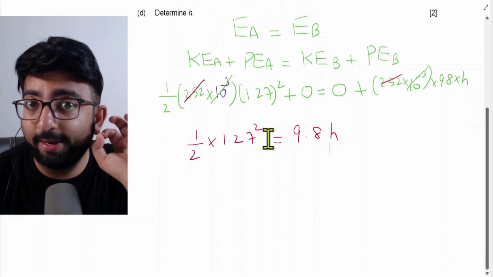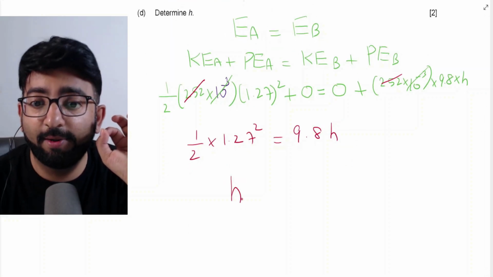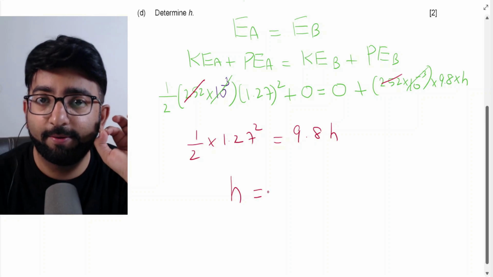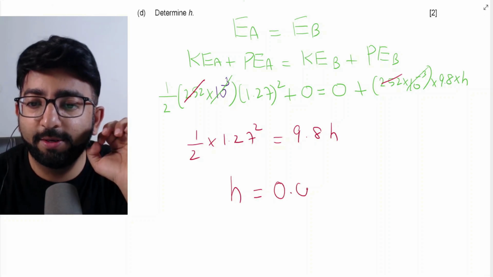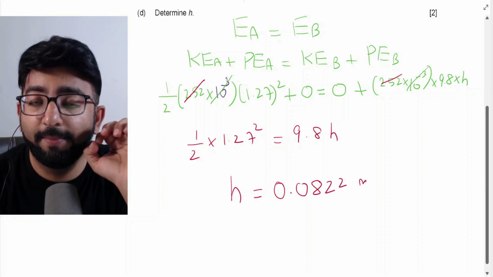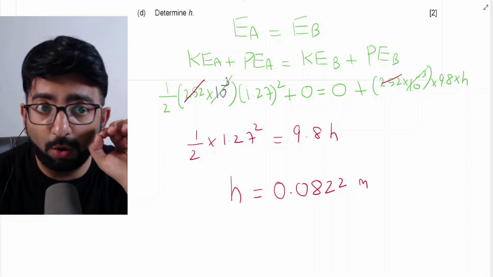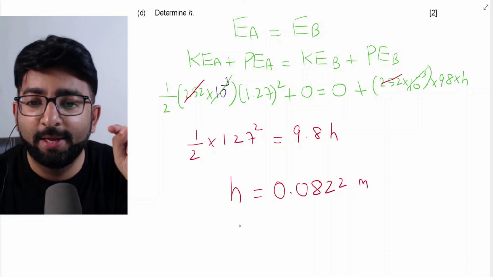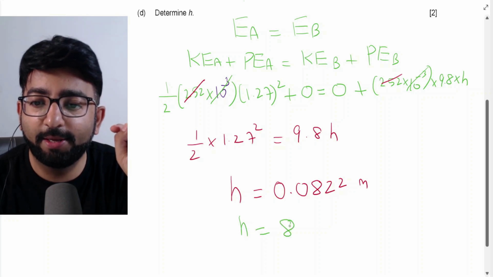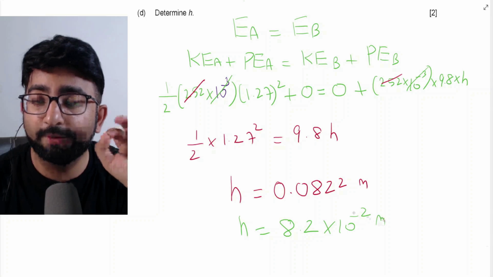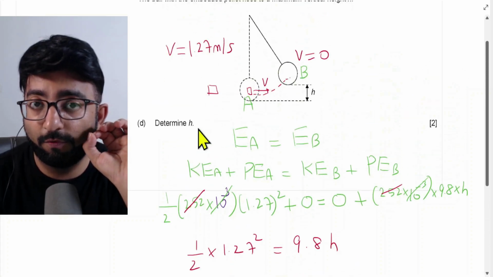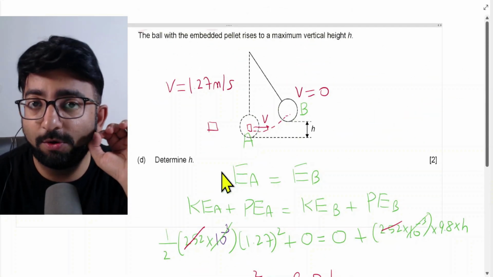And now if we try to make h the subject and figure out the value of h, we will get h as 0.0822 meters. And let's say if we want to round this off to two significant figures, then the value of h can be written as 8.2 multiplied by 10 to the power minus 2 meters. And that's how we find the value of height using the law of energy conservation.